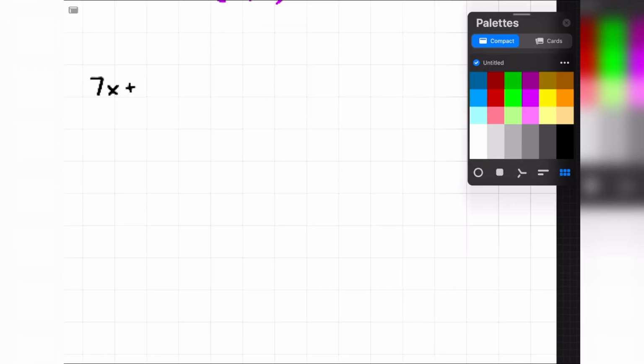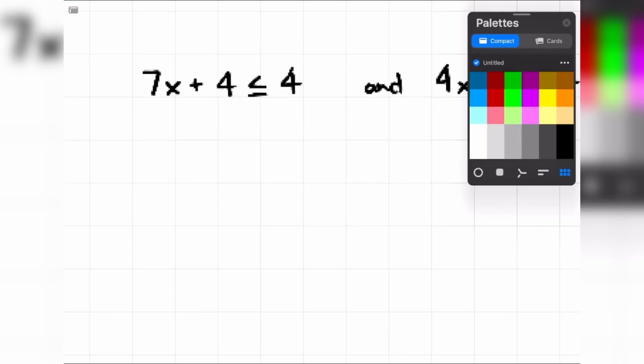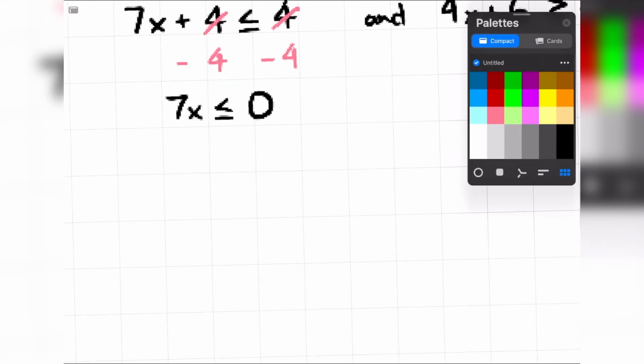Okay, for this one, we have 7x plus 4 is less than or equal to 4, and 4x plus 6 is greater than or equal to -10. Okay, let's solve the left one first. Minus 4 from each side cancels this guy and cancels that guy out, leaving us with 7x is less than or equal to 0.